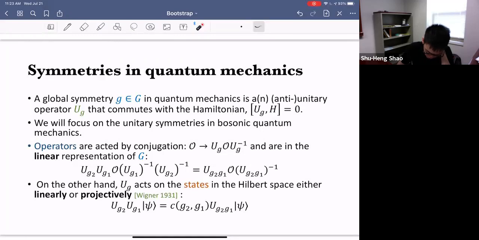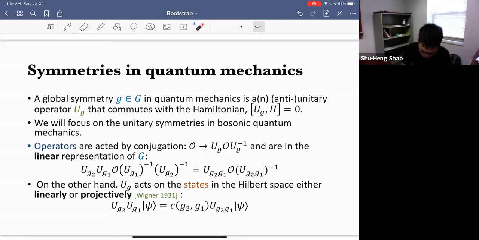In quantum mechanics, or in any general quantum system, we should talk about operators separately from the states. Even though they are related, it's important to discuss them separately. The operators are acted on by conjugation by the global symmetry. What I mean is that if I have an operator in quantum mechanics, the global symmetry acts on it in this fashion. The global symmetry is defined such that it acts linearly, or faithfully, on the space of operators by conjugation. By linearly, I mean if I perform this conjugation operation twice, then it's the same as acting the conjugation once, but with a different group element. And there's no phase here. This is a literal equality. This is what I mean by linear representation.